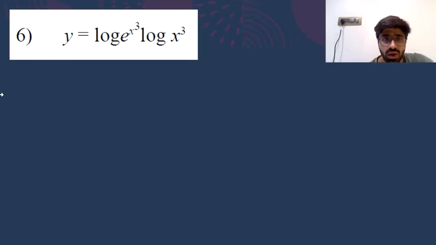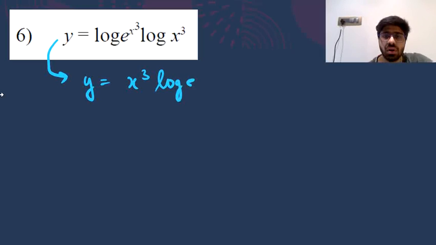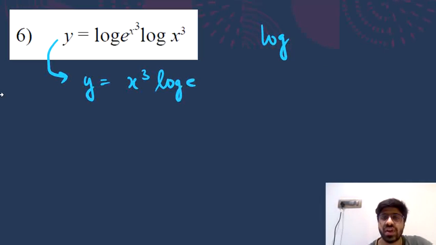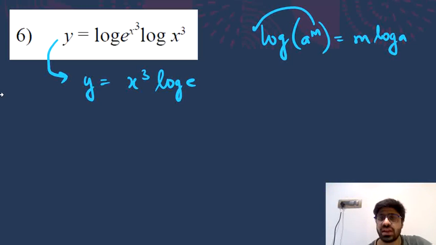Moving on with the sixth one. Now every time you need not blindly start taking a derivative. There are certain cases where you have terms of this type also. Now see, e power x cube, you can actually write it as x cube into log e. I am using the result log of a power m can be written as m times log a. So whatever you have in the power can be taken outside the log and can be written outside here.